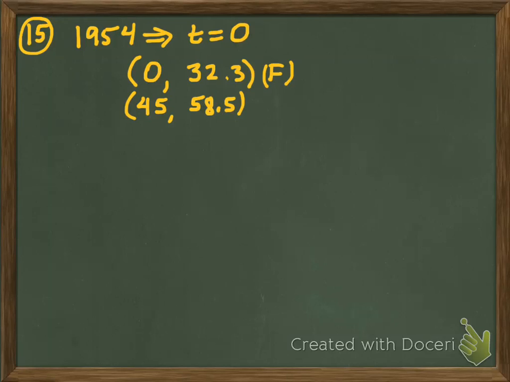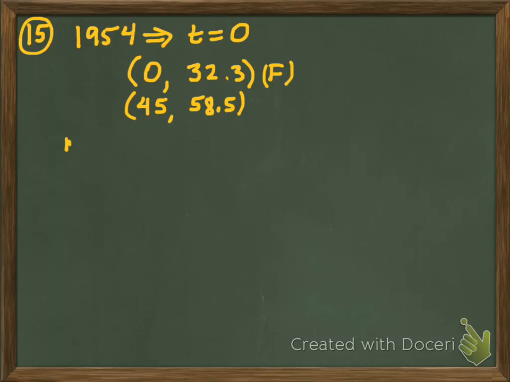If we are to write it in slope-intercept form, the beautiful thing here is that by creating this format of using the years since 1954 as my x value, I get my b for free. Do you see that? My b is 32.3, so all I need is a slope. Yes? So let's get our slope together.